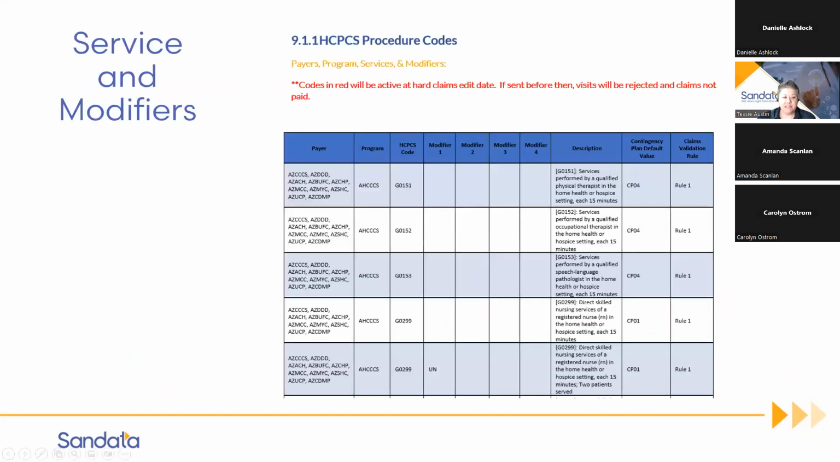On to the next screen, please. There we go. This is a screenshot of the top section. This is section 911, payer program service and modifiers. This is how it's been laid out. We did add a claims validation rule, which aligns to either if it's a unit or per visit. And we can help you guys with that if we need to. It's in the specifications, so hopefully that'll help you out.